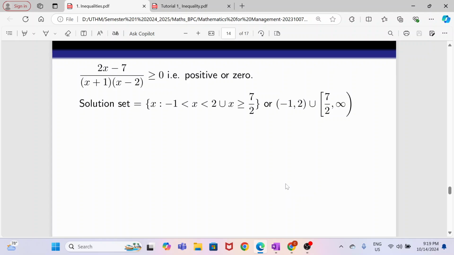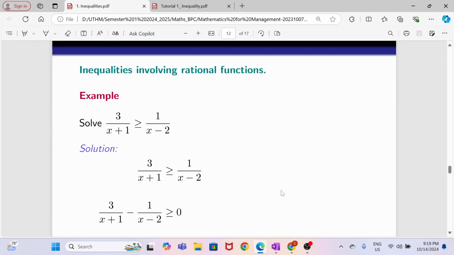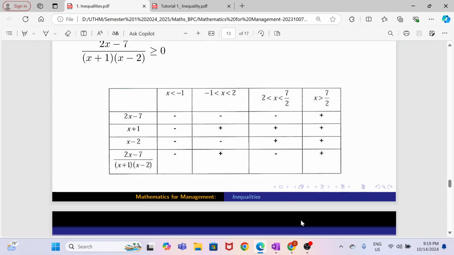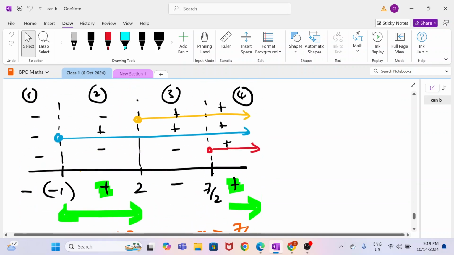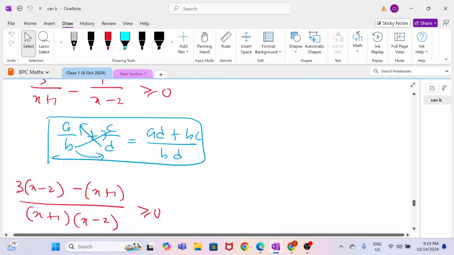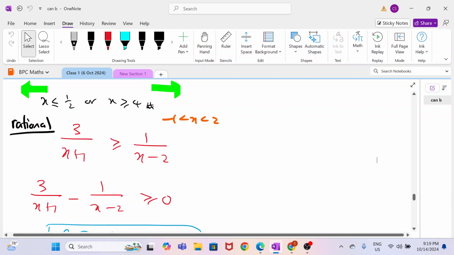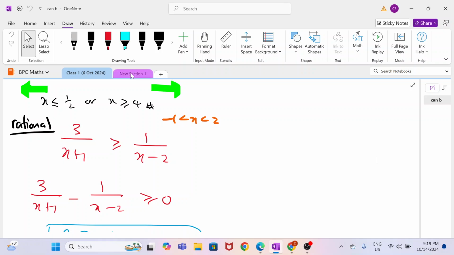Last class we did this inequality. Last class we stopped here. I'm going to do another question on inequality like this. Another question. Okay.